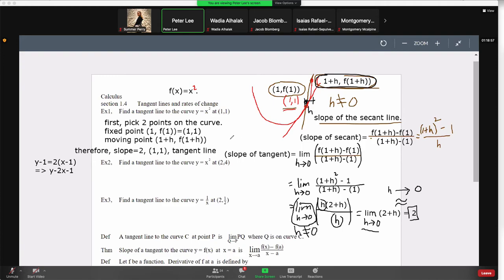So when you find these tangent lines, this is how we name the other point. This is the moving point. The fixed point is (1, 1). Now the other way of naming this other point: sometimes we don't name it (1 plus h, f of 1 plus h). We actually name it as (t, f of t). Sometimes we name it this way.